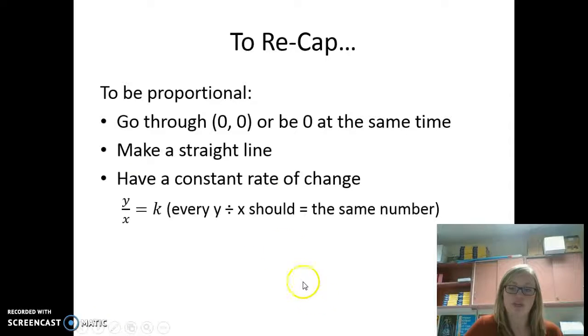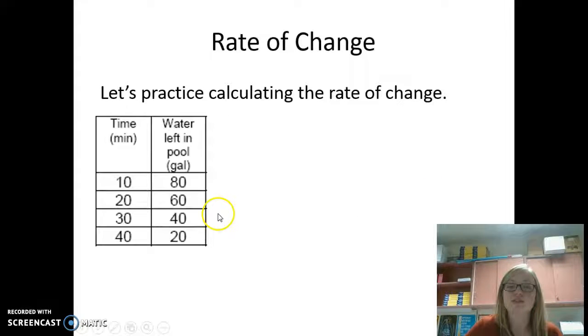Okay, so to recap what we've talked about so far. To be proportional, 0, 0 has to make sense, the graph makes a straight line, and it has to have a constant rate of change. So every y divided by x should give you the same number. So let's do a few more examples.